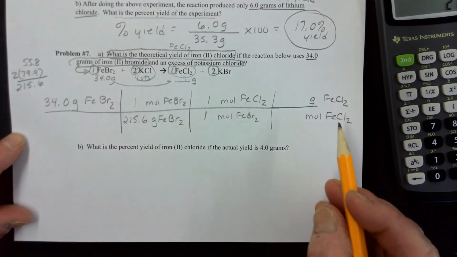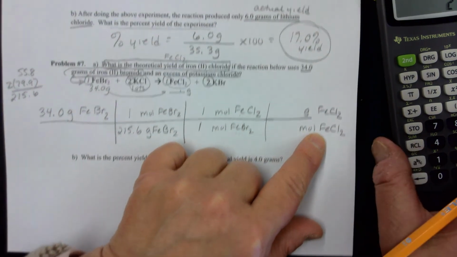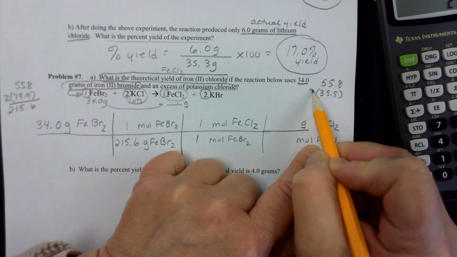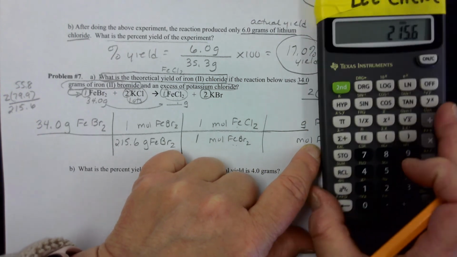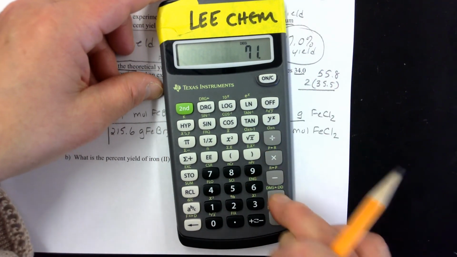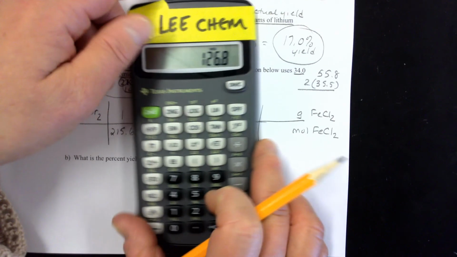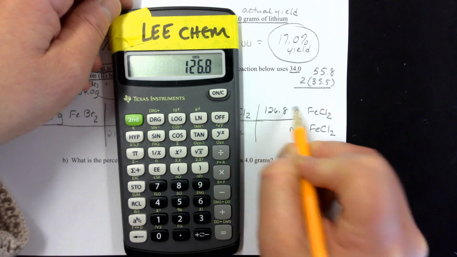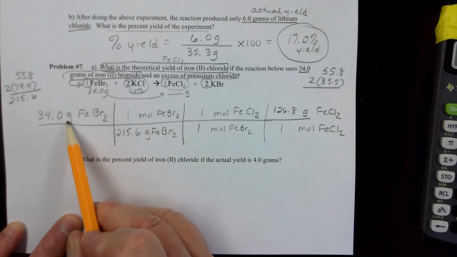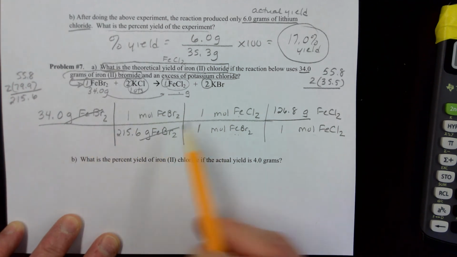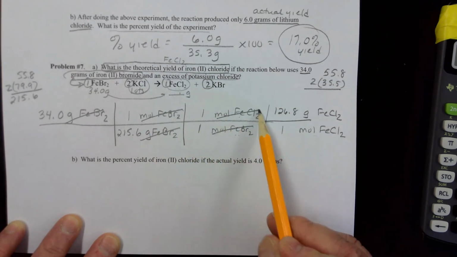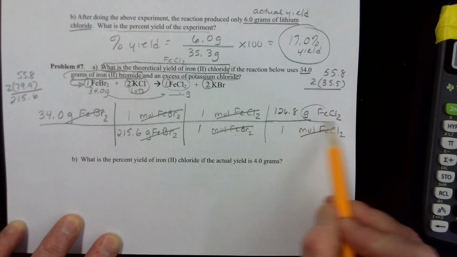If I do a side calculation for the molar mass of FeCl2, we know iron is 55.8, chlorine is 35.5, but there's 2 of them. So let's see, 35.5 times 2, of course, is 71, plus 55.8. So our molar mass for iron chloride is 126.8. And of course, that's the mass in 1 mole. I'm going to take a look at my units canceling out. Grams of FeBr2, cancel. Moles of FeBr2, cancel. Moles of FeCl2, cancel, leaving us with grams of FeCl2.